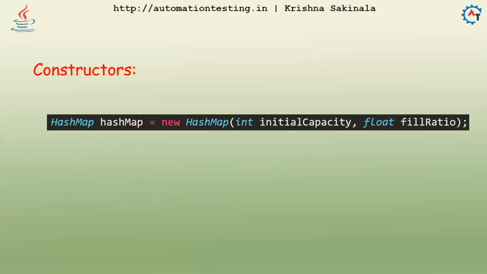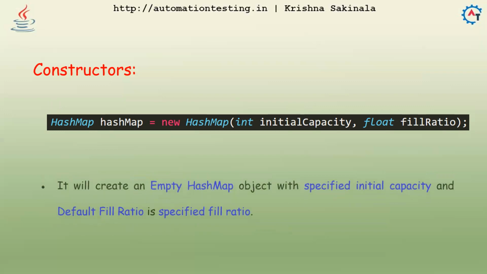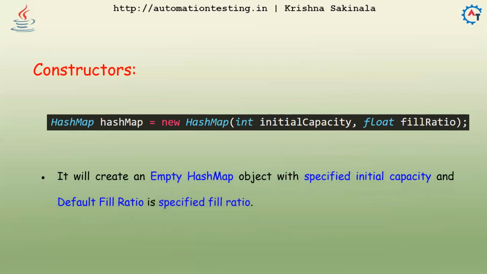Another one is new HashMap with int initial capacity and float fill ratio. The default fill ratio is 0.75. Here you can give your own, 0.5, 0.95, 0.99, something like that. That is also available here.